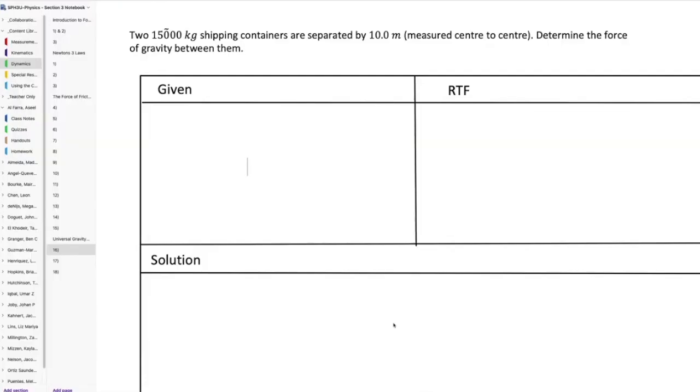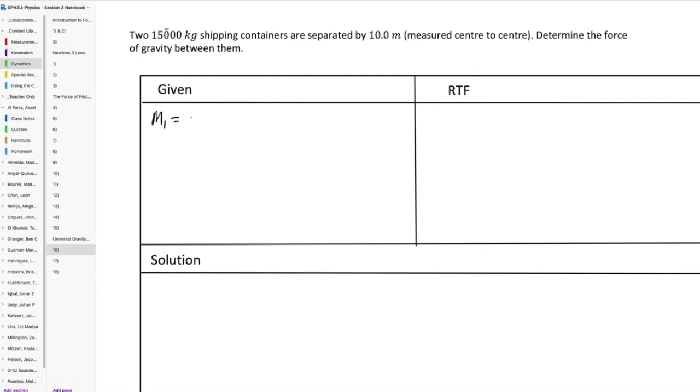Two 15,000 kilogram shipping containers are separated by 10 meters, measured center to center. Determine the force of gravity between them. All right, this is an example of Newton's universal gravity law because we're not looking for the force of gravity acting on each individual container as a result of the Earth's pull. We're talking about the force of gravitational attraction between the two objects.